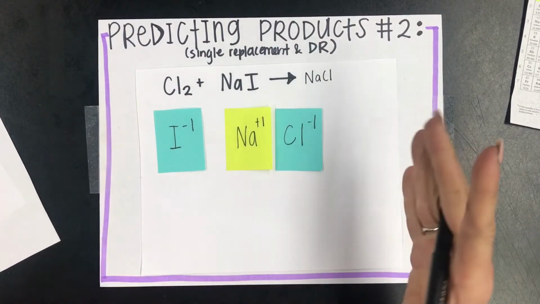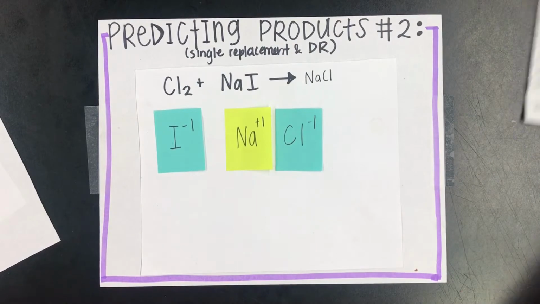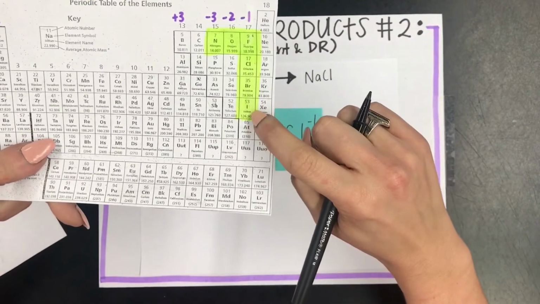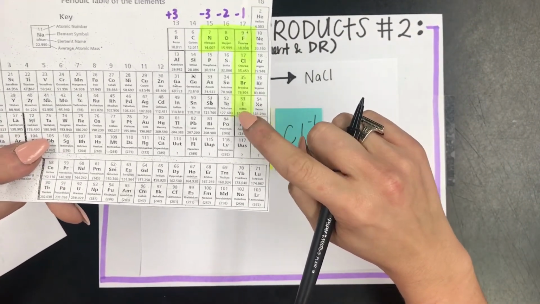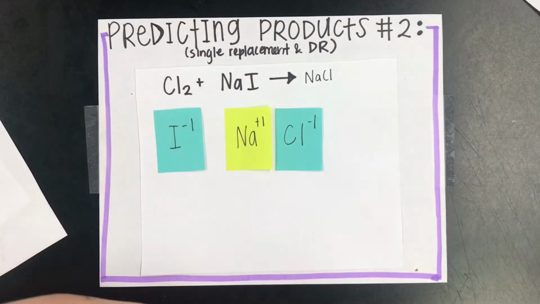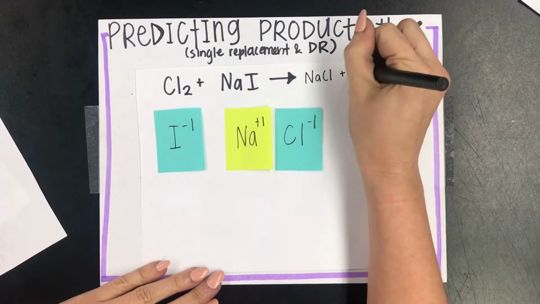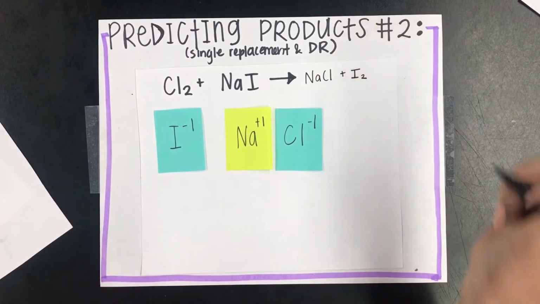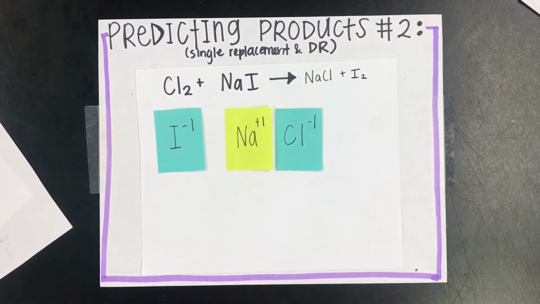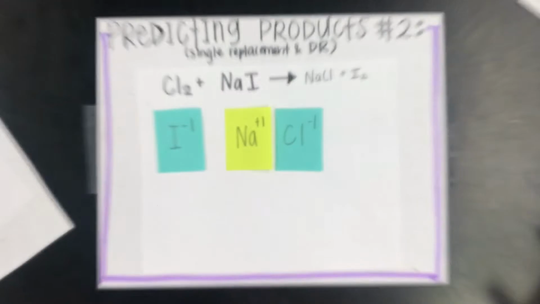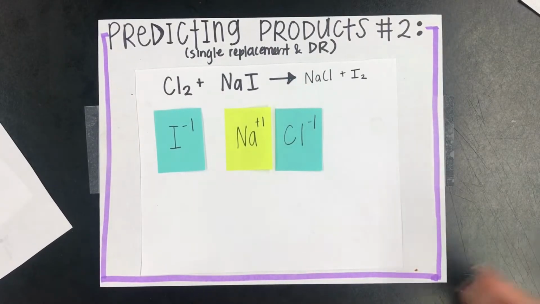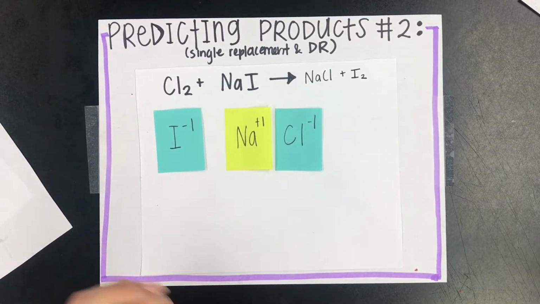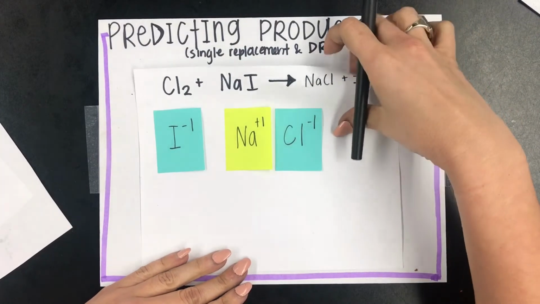Iodine, just by itself as an element, remember iodine is a diatomic molecule, meaning if it is by itself, we need a subscript 2. So these would be my 2 products. So again, cations want to bond with anions. So think about it like a little puzzle. Now let's look at a double replacement.